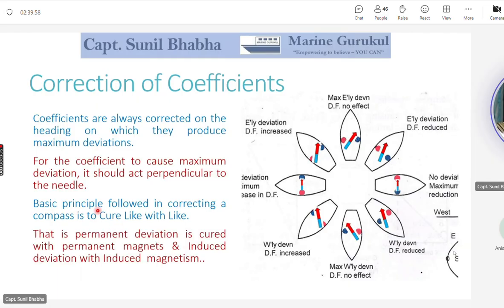Basic principle which is followed in correcting a compass is to cure like with like. That is, a permanent deviation is cured with permanent magnetism and induced deviation is cured with induced magnets. So in our case, this is being generated because of permanent magnetism of the ship. So we will be using a permanent magnet to correct coefficient permanent C or PC. Moving ahead now.